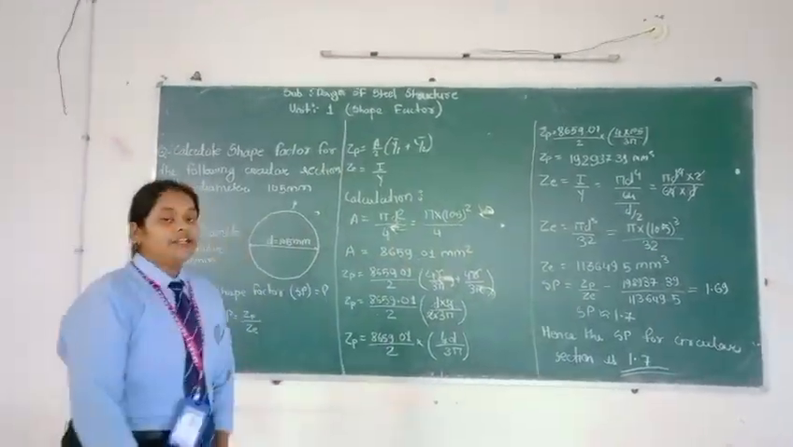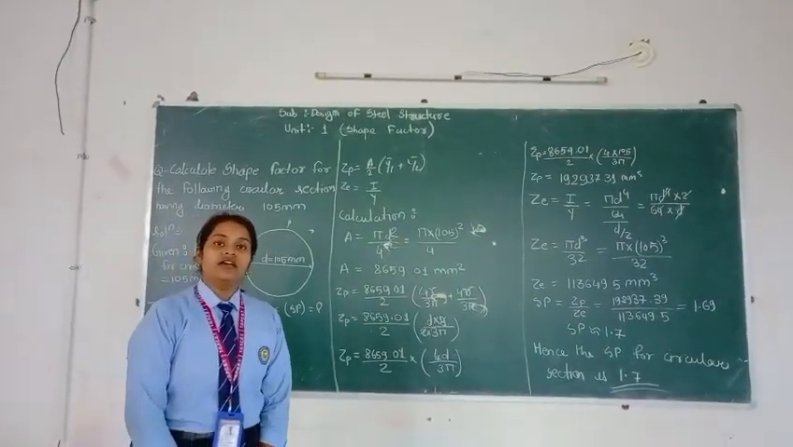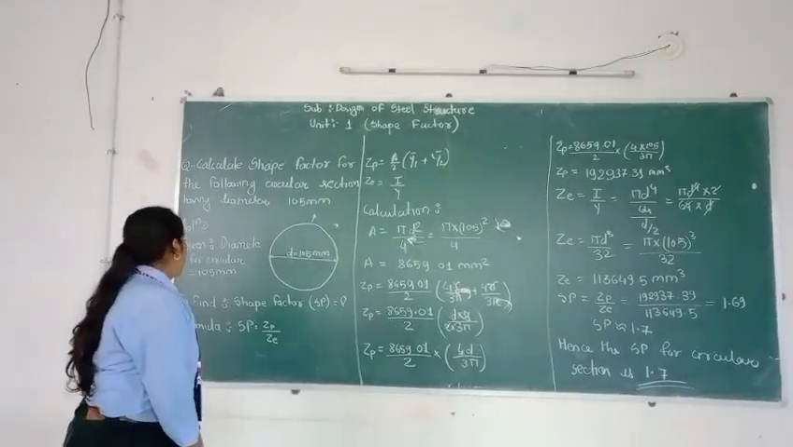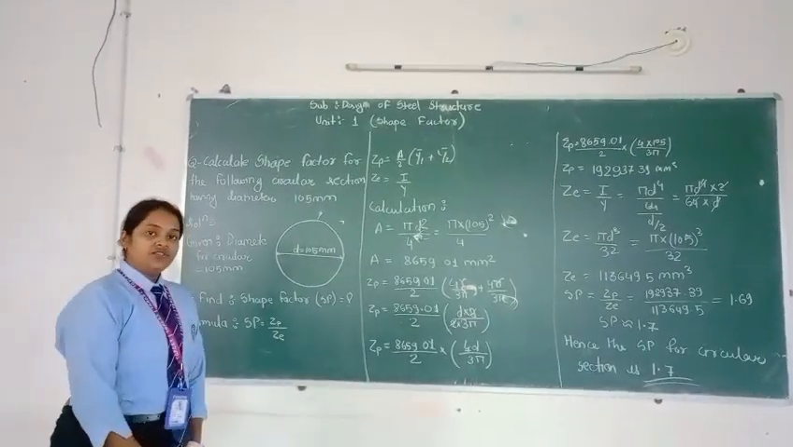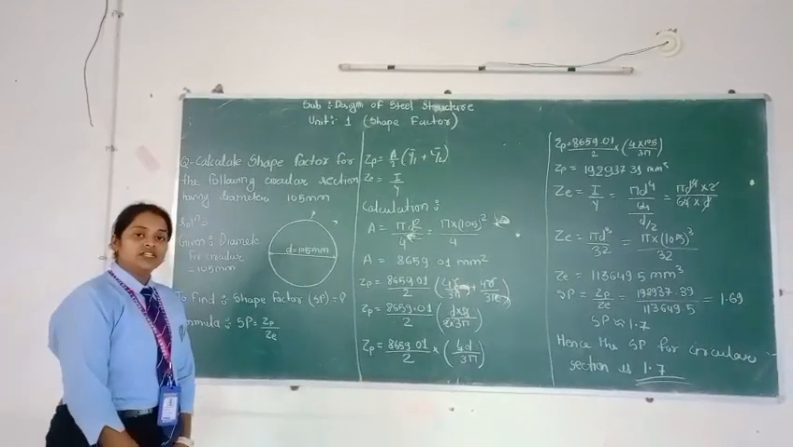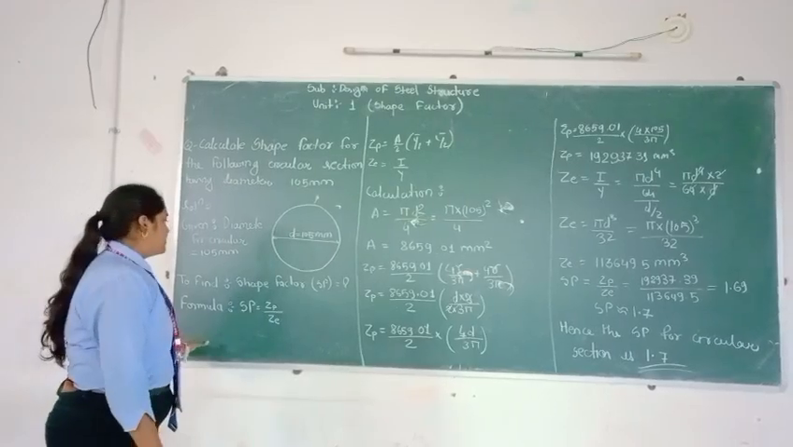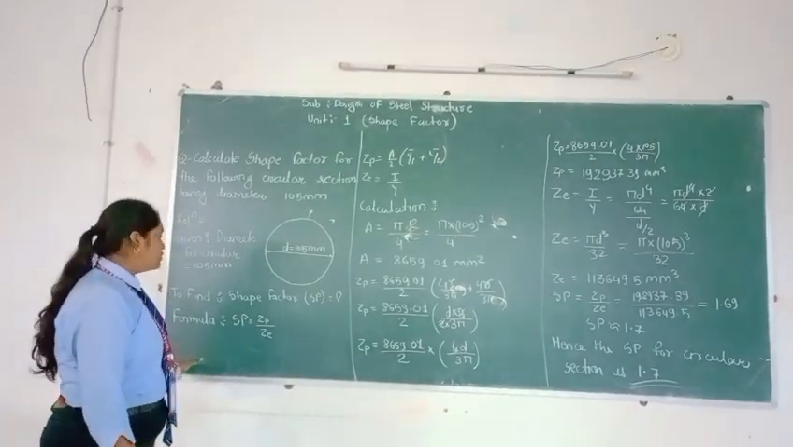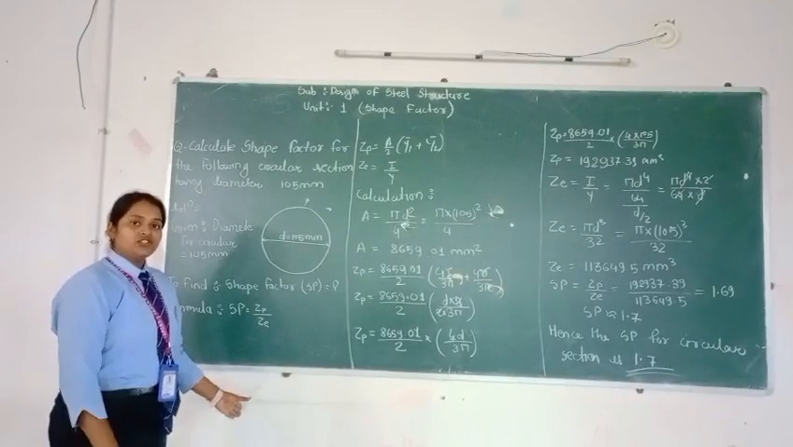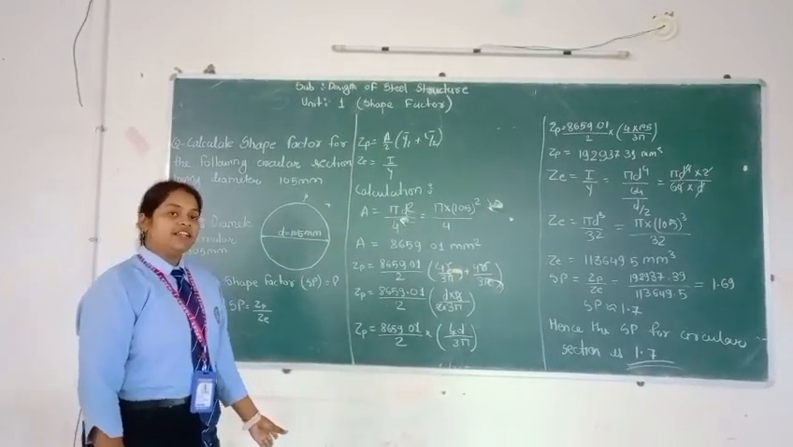Question is, calculate the shape factor for the given circular shape having a diameter 105 mm. Next, move to the solution. Given that the diameter of the circular section is 105 mm. To find is the shape factor. The formula for the shape factor is plastic modulus, that is Zp, upon elastic modulus, that is Ze.